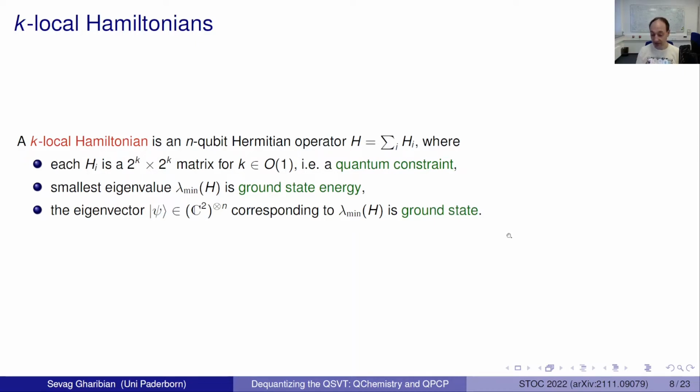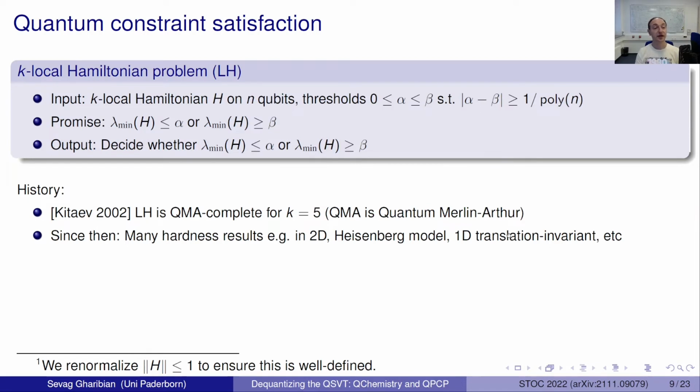Good, so that's a quantum CSP, and now with that in hand, I can tell you about this canonical quantum k-SAT problem, let's say, or k-local Hamiltonian problem. The problem is defined as follows. I give you one of these quantum CSPs as input, H, and I give you two promised thresholds that are at least 1 over poly separated. That's very important. And your job is to tell me, is the ground state energy of H, the smallest eigenvalue, small? Is it at most alpha? Or is it large? Is it at least beta?